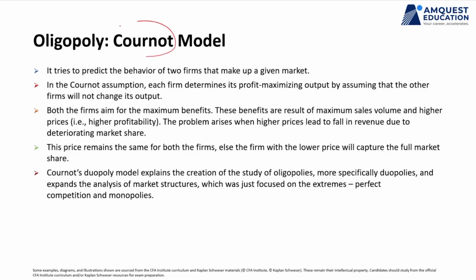The Cournot model predicts the behavior of two firms that make up a given market, right? So in oligopoly, you normally have two firms or three firms. In the Cournot model, they say that every firm will determine its output by assuming that the other firm will not change its output. Every firm will say, boss, I'm a two firm model, I look at my benefit. They will not look at what the other firm is doing. They will try to maximize their sales, maximize their profits, and they will get sufficient profitability. But they are not looking to maximize the market share. And that's a problem here. So it may result in a fall in market share.